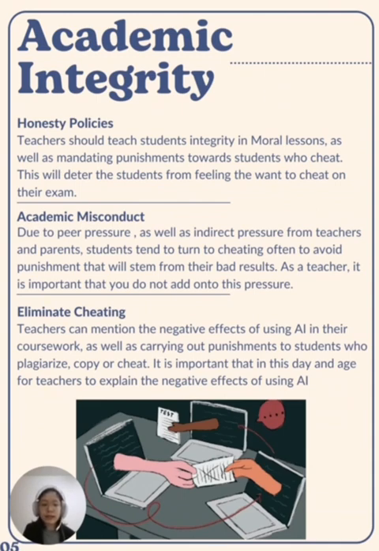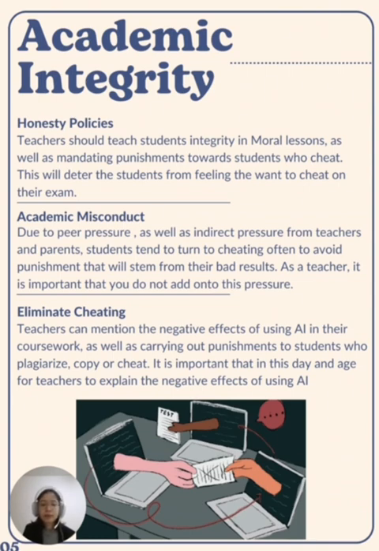Next, I will be explaining about academic integrity. What I mean by this is that teachers should teach students integrity in moral lessons, as well as mandating punishments towards students who cheat. This would deter the students from feeling the want to cheat on their exam. Besides that, because of peer pressure, as well as a lot of indirect pressure from several sources such as teachers, parents, and friends, students tend to turn to cheating more often to avoid punishment that will be caused by these bad results. As a teacher, it is important that you do not add to this pressure. Instead, you can just gently encourage them to do better next time.